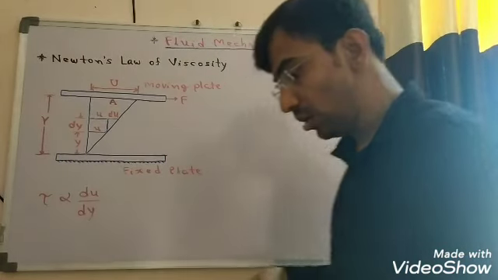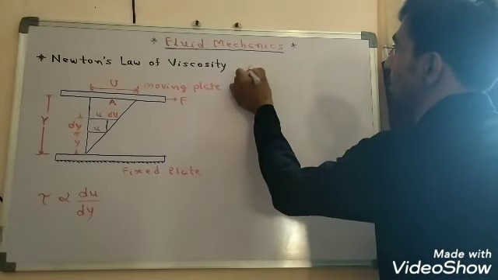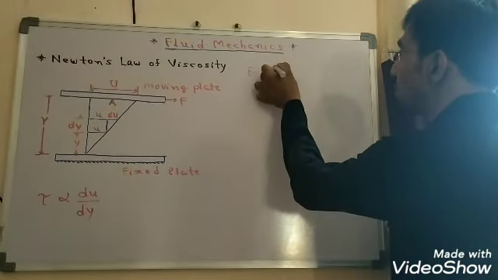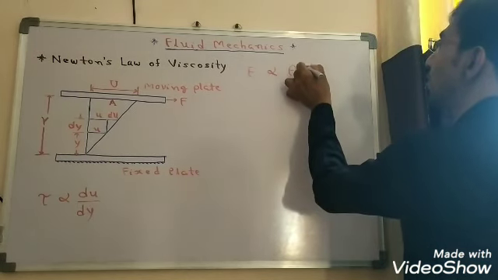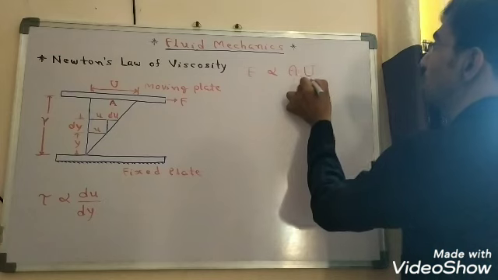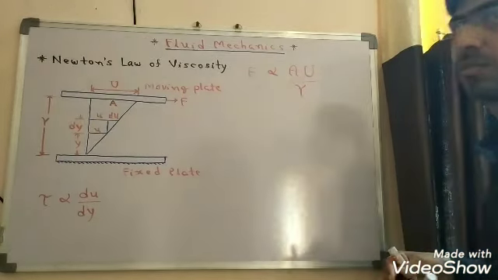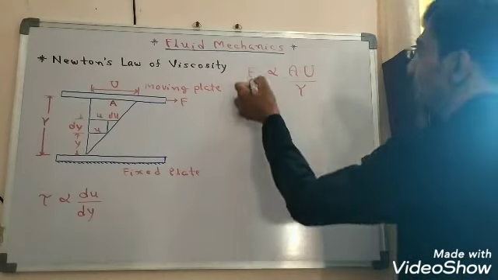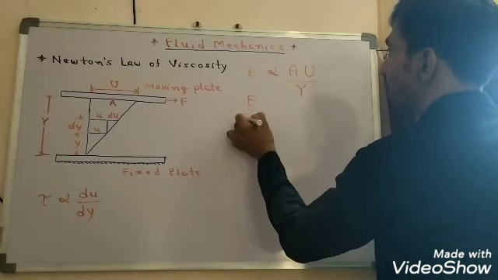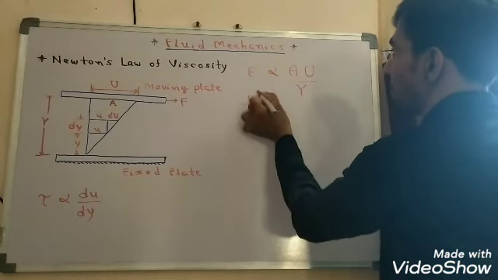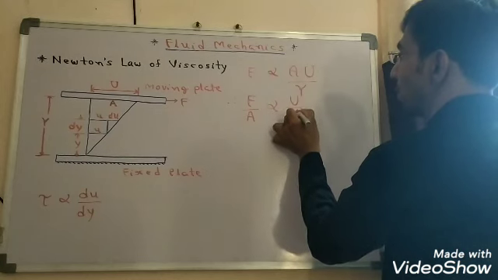So by equation, F is proportional to area of contact A and velocity u, and inversely to distance y. From this equation, F divided by A is proportional to u by y.